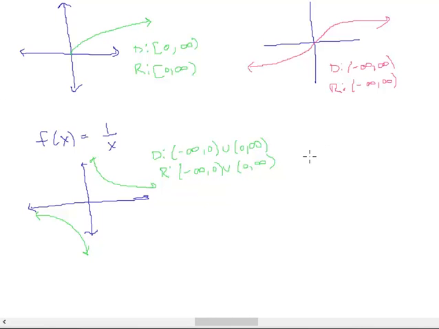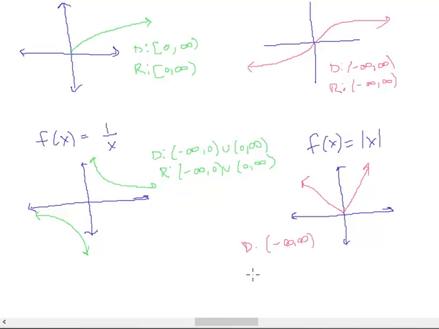And then last, let's consider f of x is equal to the absolute value of x. Alright, so this one looks like this. Okay, so domain, all real numbers, and range, 0 to infinity, just like the parabola.